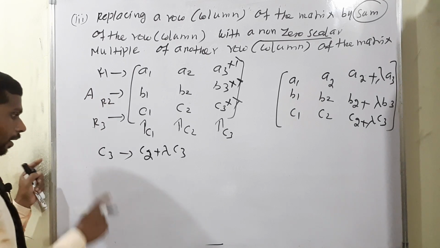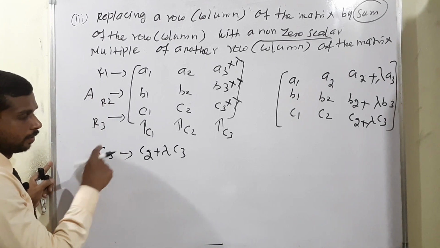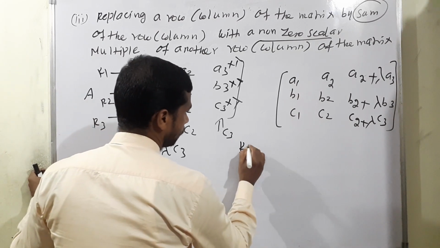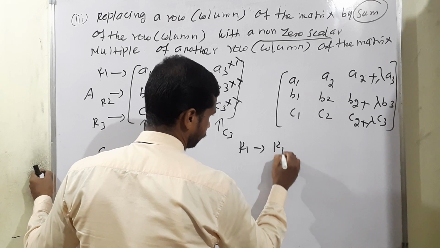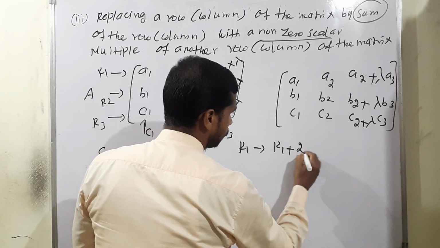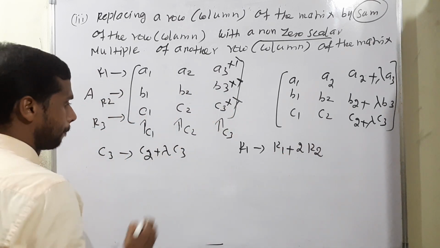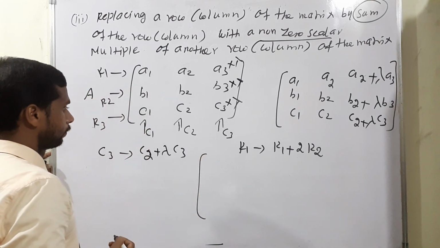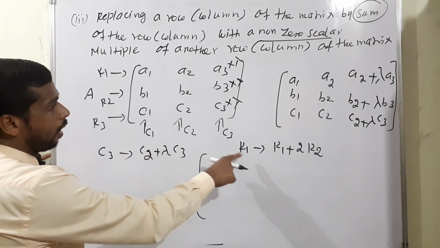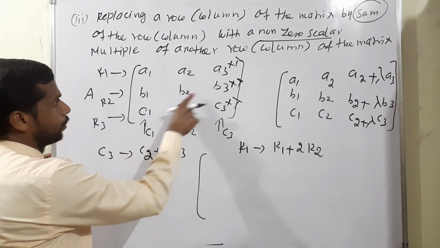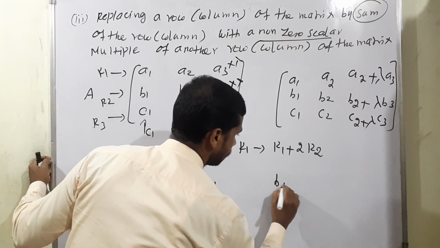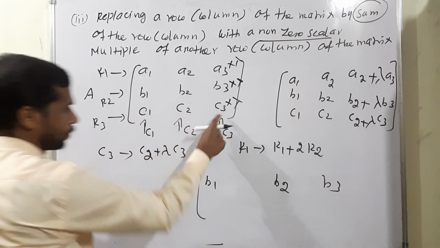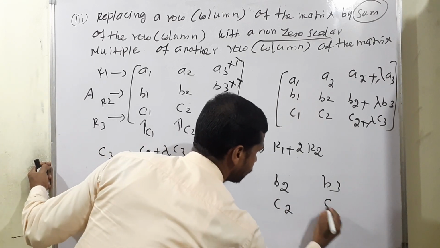This is applying for a column. The same thing applied to any row means what will happen? So R1 becomes R1 plus 2 into R2. Now R1, R2, R3 stay as they are. So B1, B2, B3 as it is, B1, B2, B3. Then R3 also as it is, C1, C2, C3.